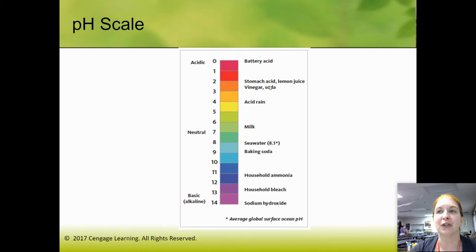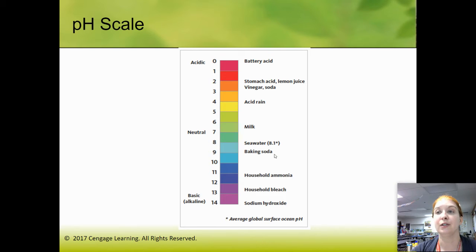Things like lemon juice, vinegar, soda are all actually fairly acidic. Acid rain is a 4. That's really not good. Natural rain is slightly acidic, but not anywhere near a 4. Milk is barely acidic, but still a little bit acidic. Neutral is your water. Seawater is actually basic, and we'll talk more about that later this year.